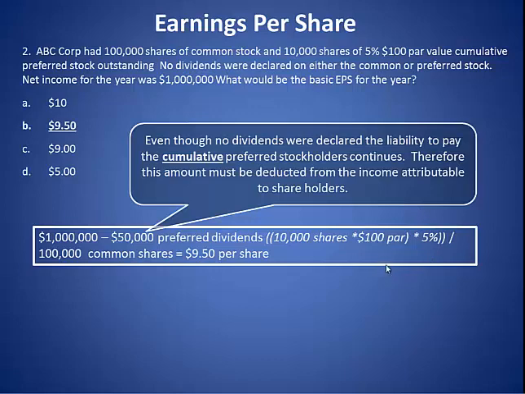Let me show you the calculation of the preferred dividends. It's the 10,000 shares times the $100 par value times the 5%. That's going to result in $50,000 worth of preferred dividends. We divide the remaining amount by 100,000 common shares, and we come up with answer B, $9.50 a share.